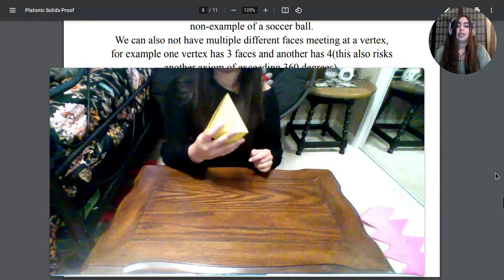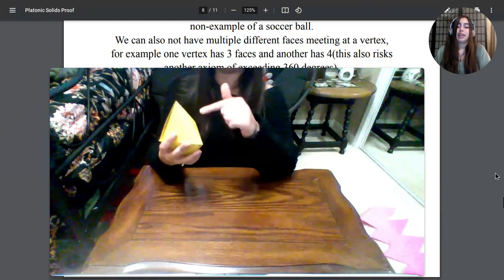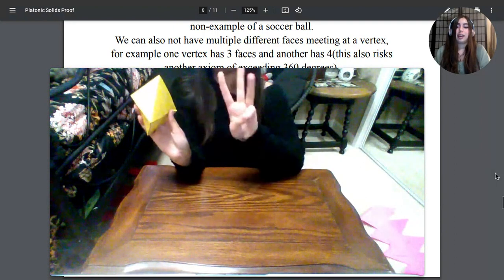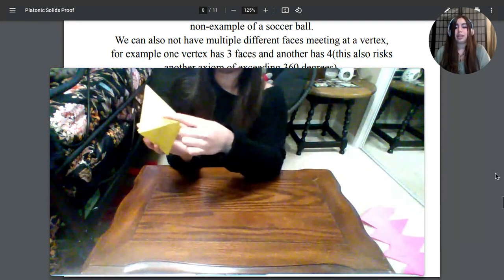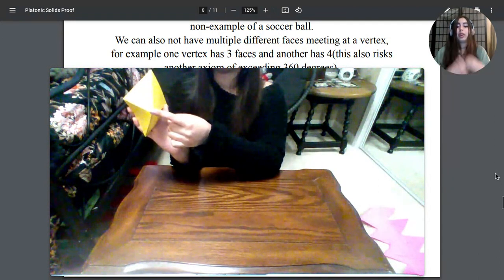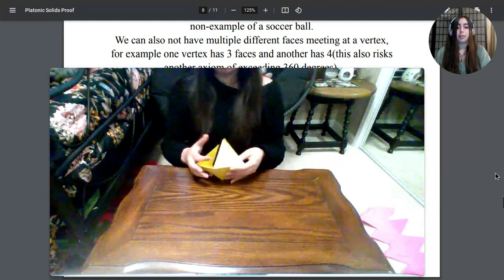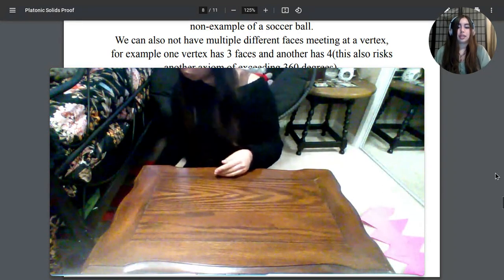So you might say, oh, this creates a 3D shape. However, it actually has an irregular amount of faces meeting at each vertices. So the top sides have 3, while the sides have 4. So this breaks one of our axioms and therefore cannot be considered a Platonic solid.